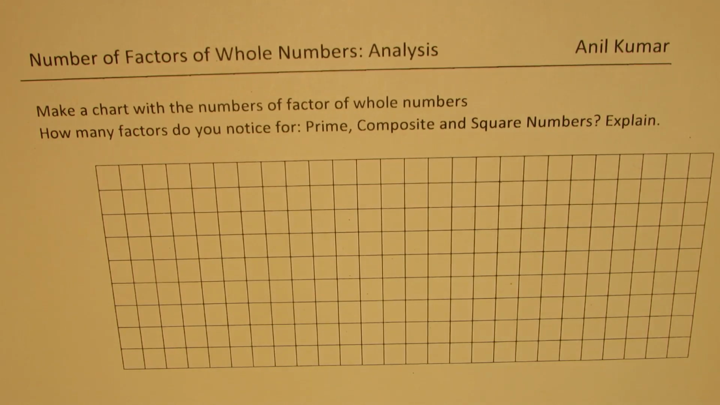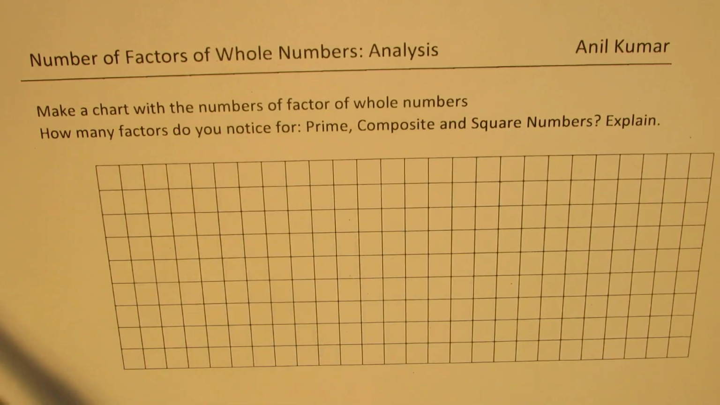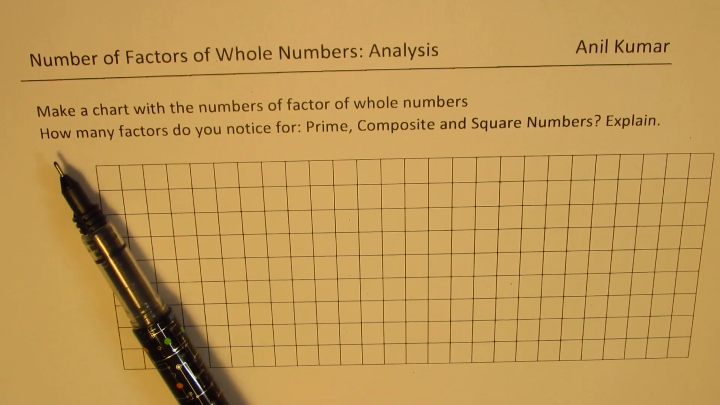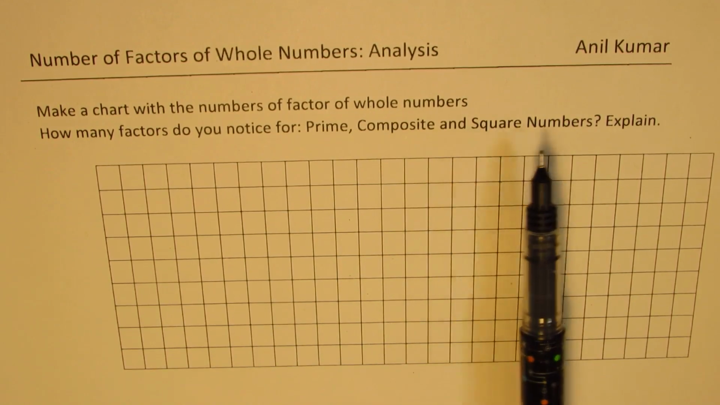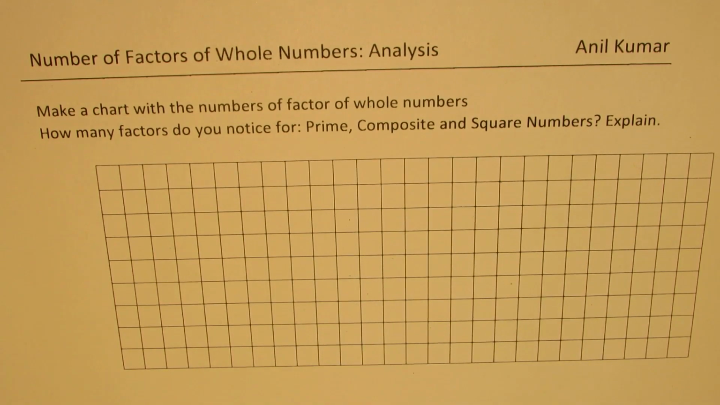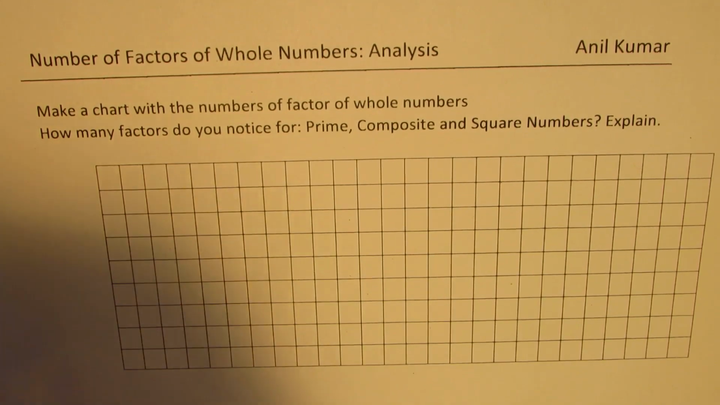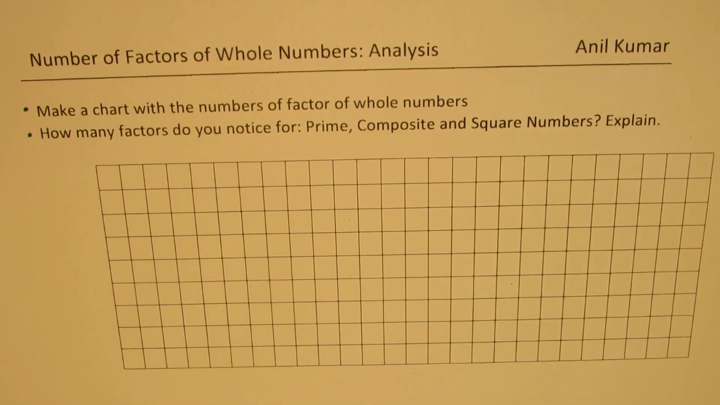Here is an extension to finding factors and analyzing what else you can find from just the number of factors of whole numbers. In this video, we'll make a chart with the number of factors of whole numbers, and then we'll answer this question: how many factors do you notice for prime numbers, composite numbers, and square numbers? You may have to provide an explanation for that also once you analyze the number of factors, correct? So in the chart below, we are going to write the number of factors.